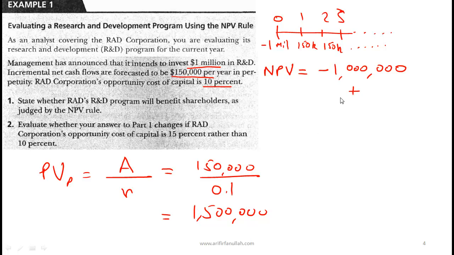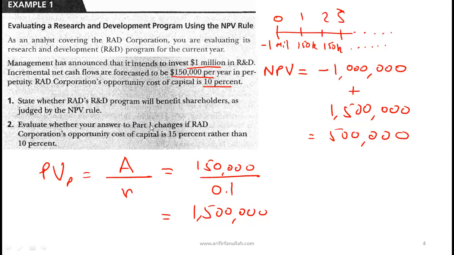So the NPV is minus 1 million plus 1.5 million. So what's the NPV? The NPV is 500,000. Okay, so that is the NPV. This will benefit shareholders because we have positive value.